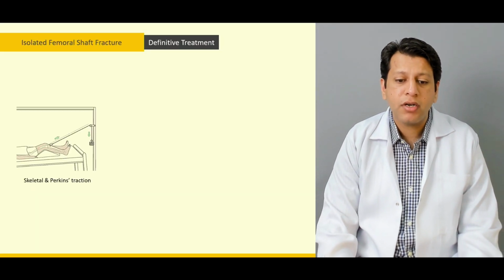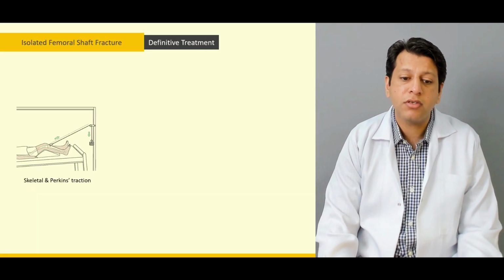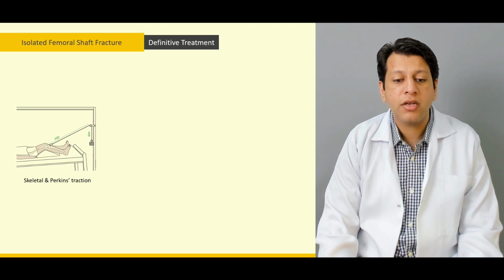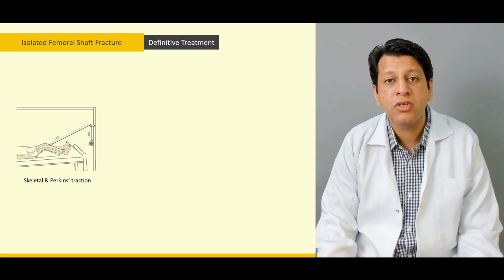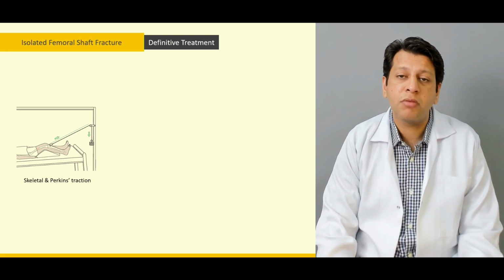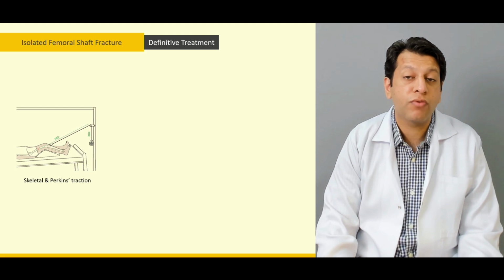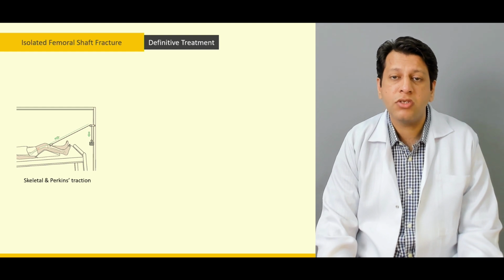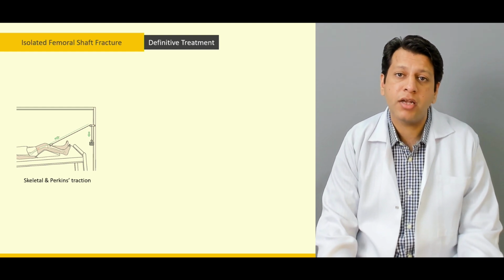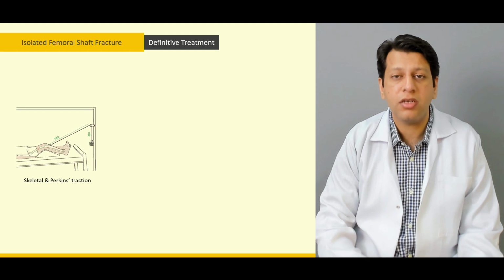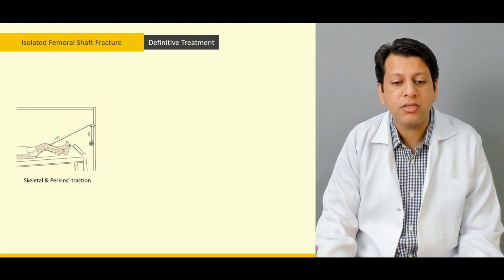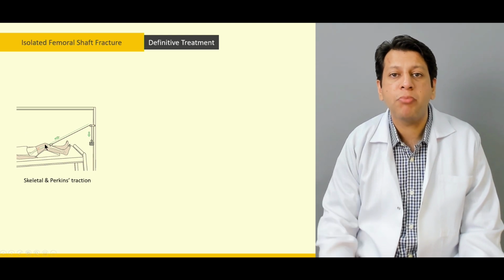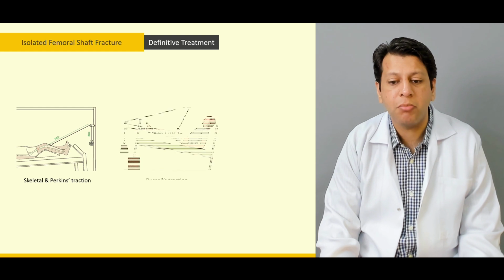Now coming to the operative, before moving on to operative fixation, we can go for different types of tractions. Usually skeletal traction and Perkins traction are nowadays rarely utilized, because patients immediately go for surgery within 24 to 48 hours. But if the surgery is delayed, for example as long as 10 or 14 days for any reason, then skeletal traction is probably the ideal choice, so that the femur remains aligned and there is no malunion or non-union of the femur.